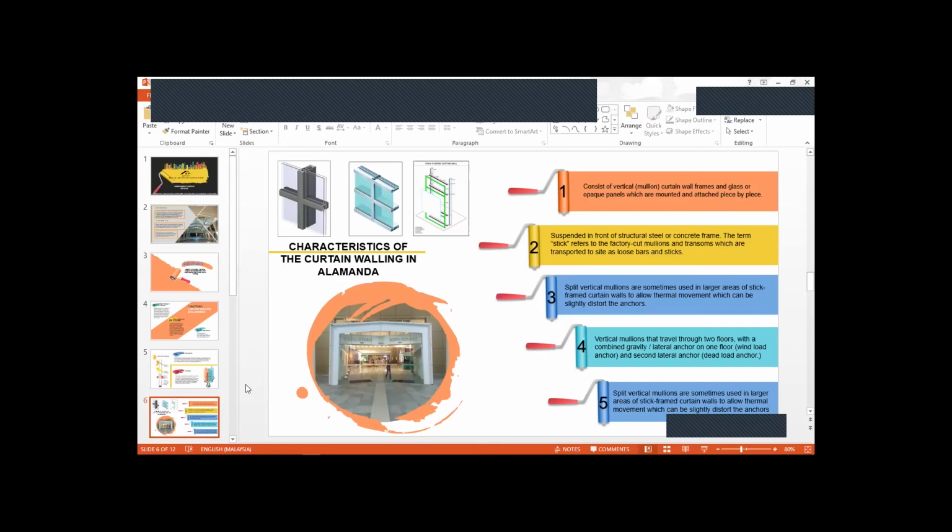And then the fifth point is that split vertical mullions are sometimes used in the largest areas of stick frame curtain wall to allow thermal movement, which can slightly distort the anchor. This point is quite similar to point number 3. So we move to the picture to make it clearer.